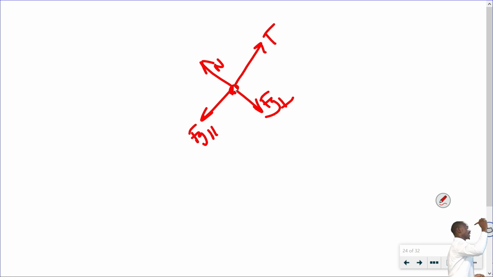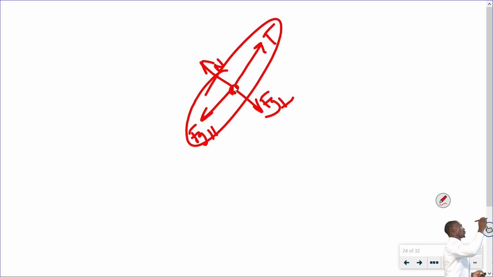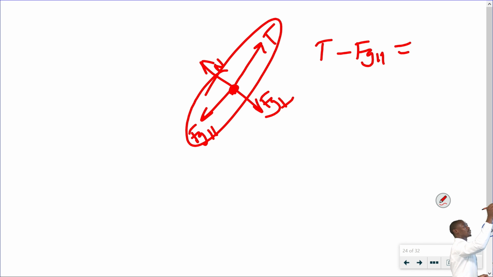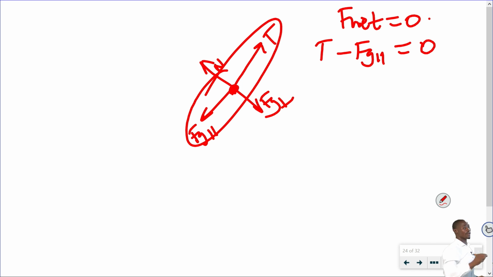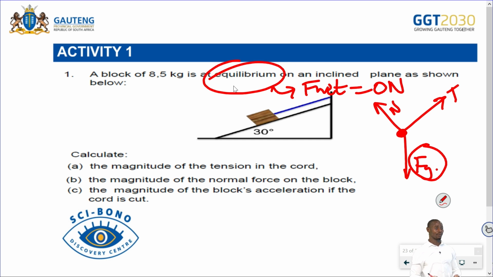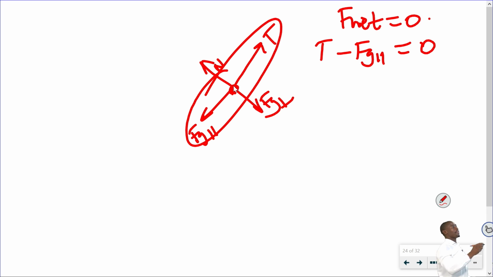Okay? So already we are told that this object is at equilibrium, right? So the object is stationary, or is at equilibrium. F net is equal to 0. So when I add tension and Fg parallel, so tension minus Fg parallel, I must get 0. F net is equal to 0. Understand why F net is 0? Because we are told that this is at equilibrium, right?